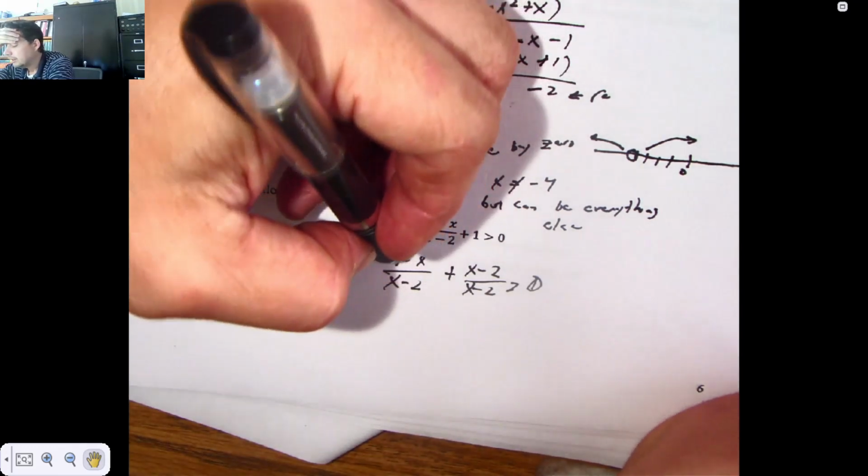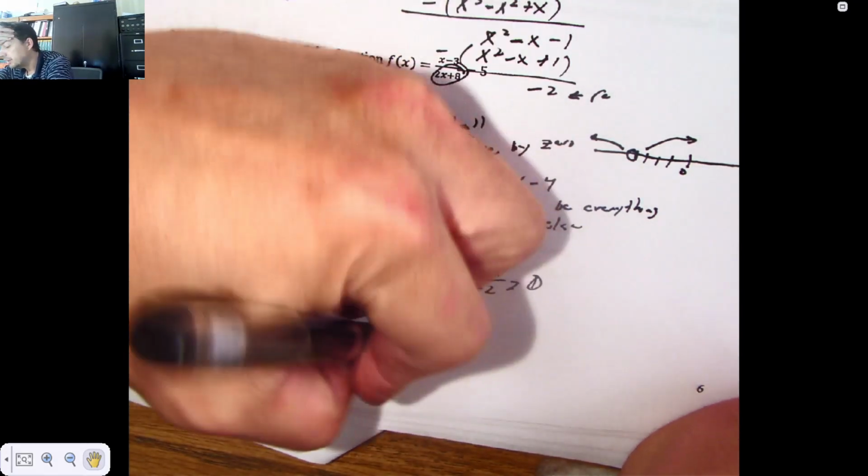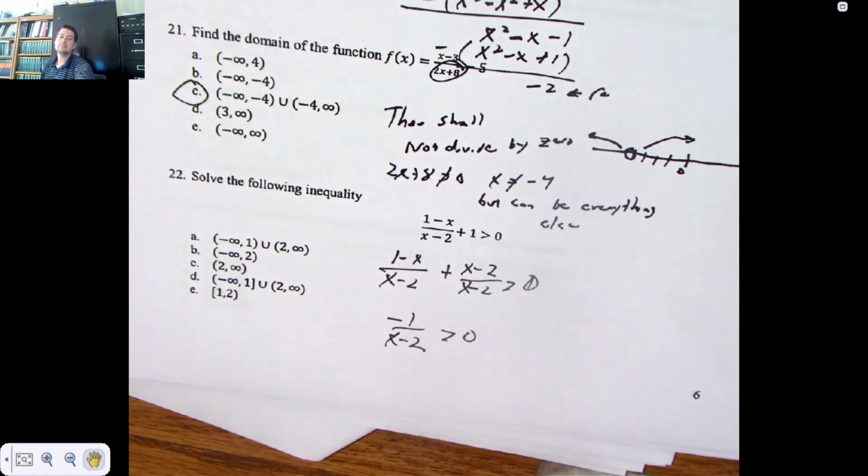What we can do, though, is turn that 1 into (x minus 2) over (x minus 2), because that is 1. Then we can start adding fractions together. 1 plus negative x plus an x is no x, and 1 plus a negative 2 is negative 1. So negative 1 over x minus 2 is bigger than 0. That's the deal.